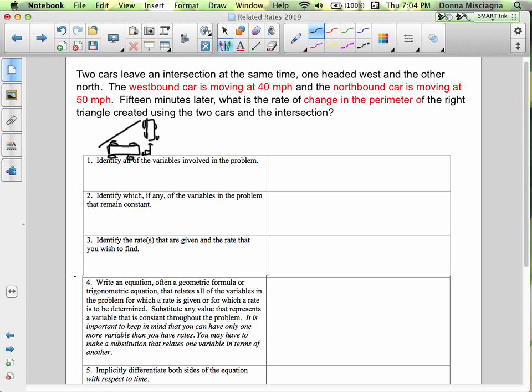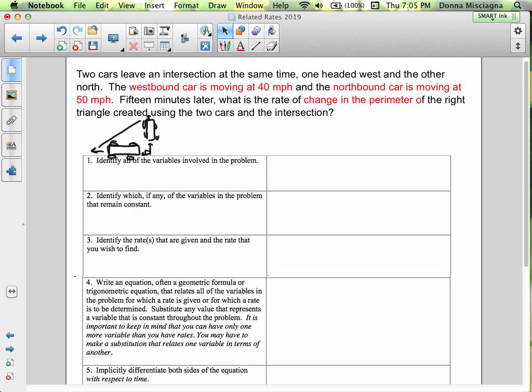All right, so the westbound car is moving at 40 miles per hour, and the northbound car is moving 50 miles per hour. 15 minutes later, what is the rate of change in the perimeter of the right triangle created using the two cars in the intersection?